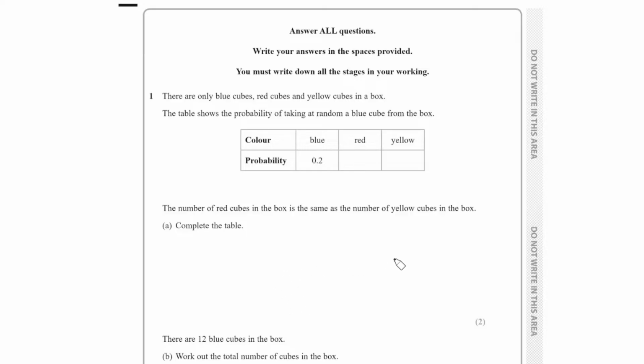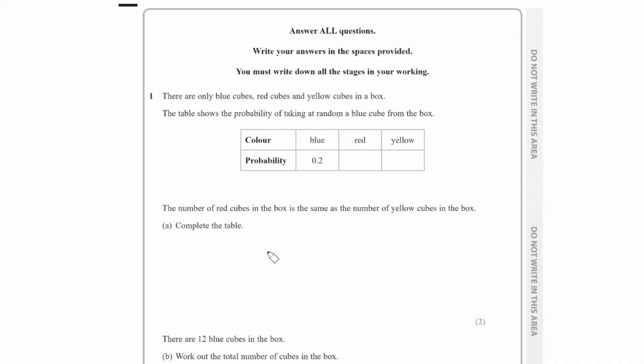Okay, so question 1, we've got probability. There are only blue cubes, red cubes, and yellow cubes in a box. The table shows the probability of taking at random a blue cube from the box. The number of red cubes in the box is the same as the number of yellow cubes, hence complete the table. So if we've got the same number of yellow cubes and red cubes, the probabilities are also the same, aren't they?